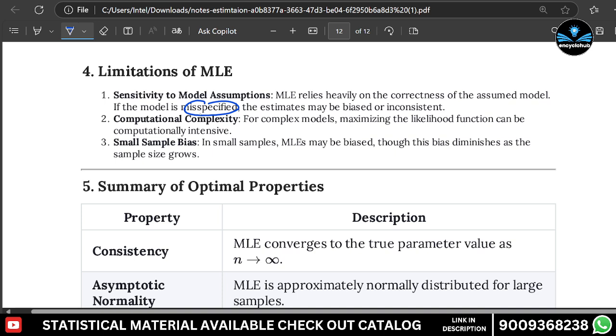अगर मॉडल मिसस्पेसिफाइड है तो एस्टिमेट्स वो बायस हो सकते हैं या फिर इनकंसिस्टेंट हो सकते हैं. कंप्यूटेशनल कॉम्प्लेक्सिटी, कॉम्प्लेक्स मॉडल में मैक्सिमम लाइकलीहुड कंप्यूटेशनली इंटेंसिव हो सकता है. तो देखिए कोई कोई मॉडल ऐसे होते हैं जो कॉम्प्लेक्स होते हैं, उनका लाइकलीहुड निकालना पॉसिबल नहीं है, तो उस केस में ये पॉसिबल नहीं हो पाता.